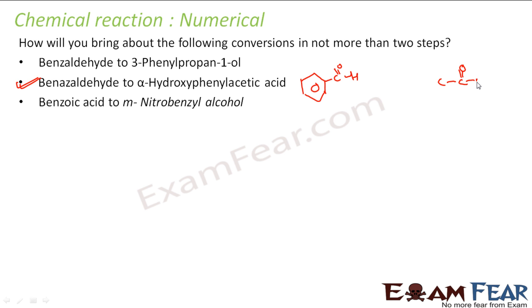This is my acetic acid. And then I have alpha hydroxy. At this alpha position, I have a hydroxy group. That is OH. And phenyl. This is my phenyl here. So this is what I have to prepare from this. Correct. So let me see what I can do.